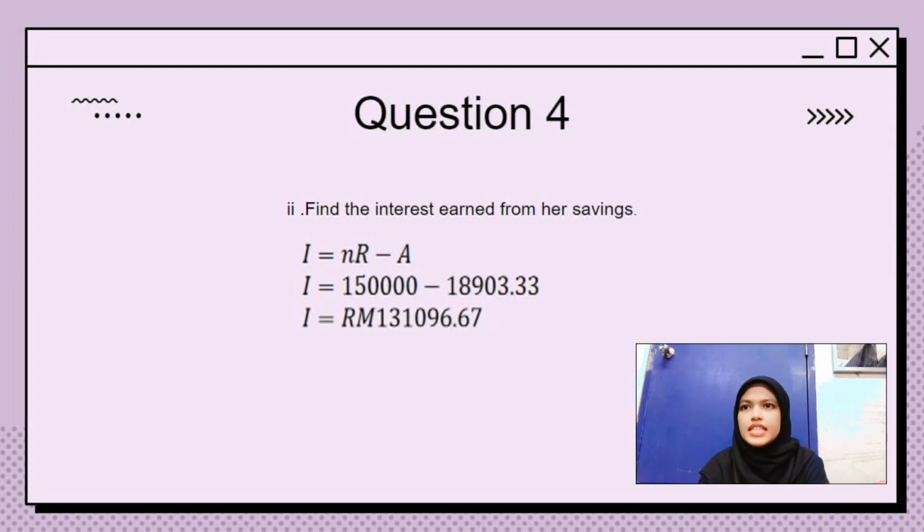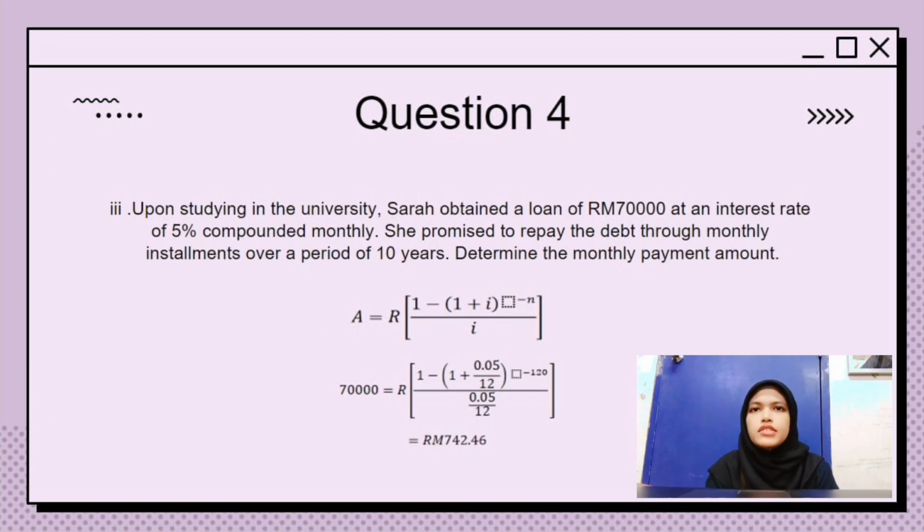Find the interest earned from her savings. To find the interest, we take the maturity value subtracted by the total payment. The interest earned from her savings is 131,096.67. Upon studying in the university, Sarah obtained a loan of RM70,000 at an interest rate of 5% compounded monthly. She promised to repay the debt through monthly installments over a period of 10 years. Determine the monthly payment amount. For this question also, we use the present value formula, and the final amount we get is RM742.46.